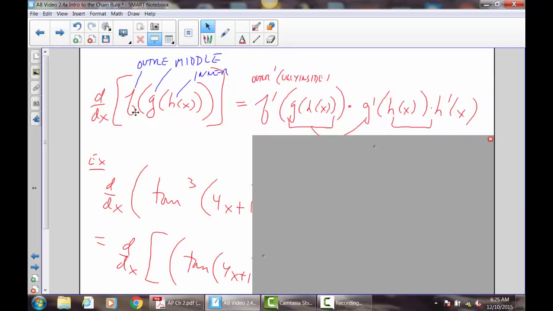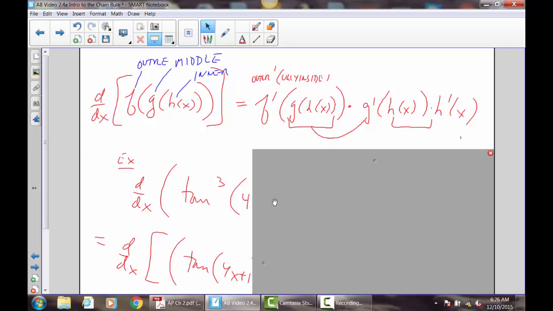Okay, so here it is again. Now here it is with 3 of them. So the f of g of h of x. So there's an outer function, a middle function, and an inner function. So you start with the outside. It's f prime of this extremely ugly thing times, and then you go to the middle one, g prime of whatever it is, times, and finally the derivative of the inner function.